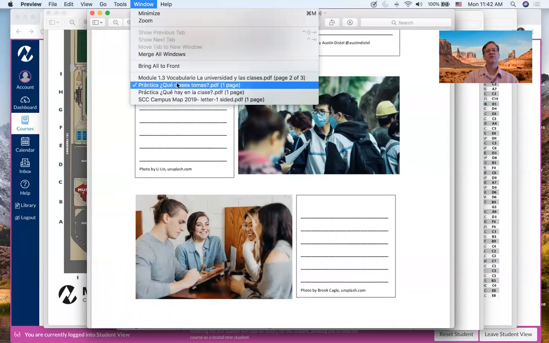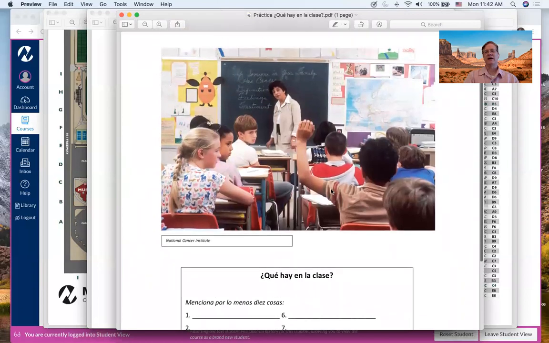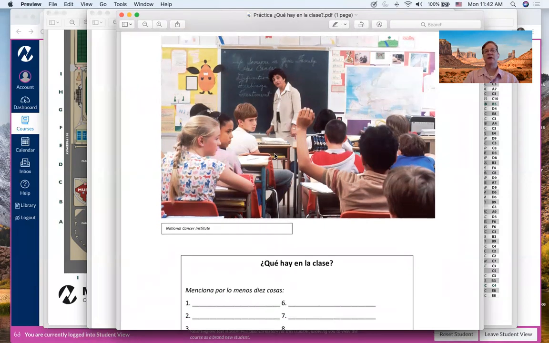So the next handout, ¿Qué hay en la clase? So here we want to practice identifying items that are in a classroom. Of course, this semester we're studying virtually. We're not in a physical classroom. If we were in class, we would use our own classroom, of course, to find the different items.